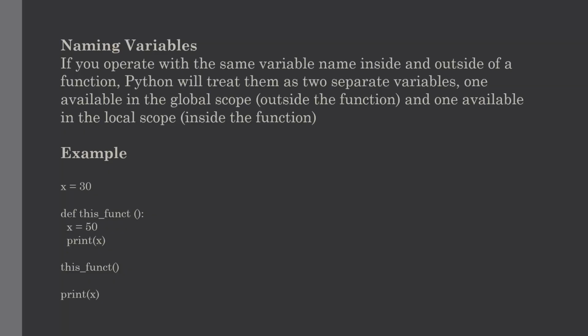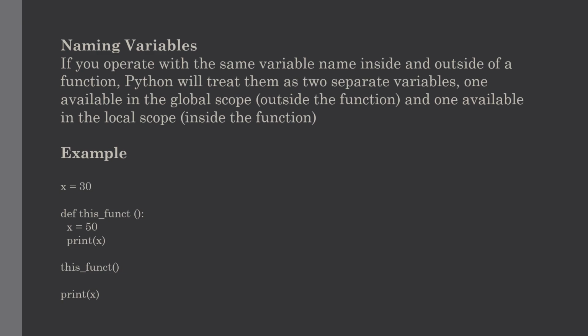Our next topic is naming variables. If you create the same variable name inside and outside of the function, Python will treat them as two separate variables. So one will be available in the global scope, which is outside the function, and the other will be available in the local scope, which is inside a function.